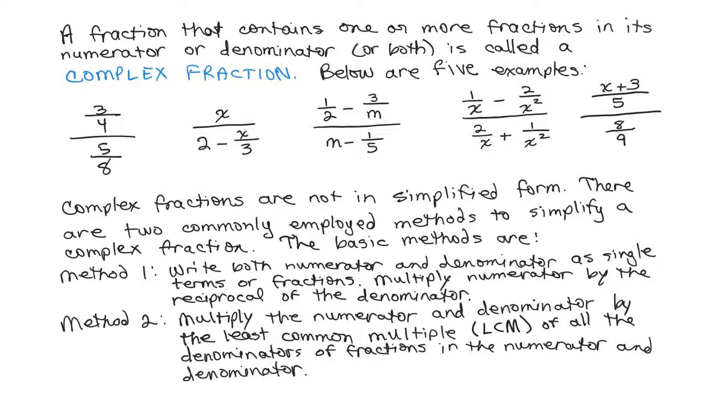If you look at the fourth example, 1 over x minus 2 over x squared in the numerator, there are two fractions in that numerator separated by a subtraction sign, so that's not a single fraction. And in method 2, you don't need to have it in the form as the very first example up here. Instead, to simplify the complex fraction, the first step would be to multiply the numerator and denominator by the least common multiple of all the denominators of all the fractions in the numerator and the denominator.